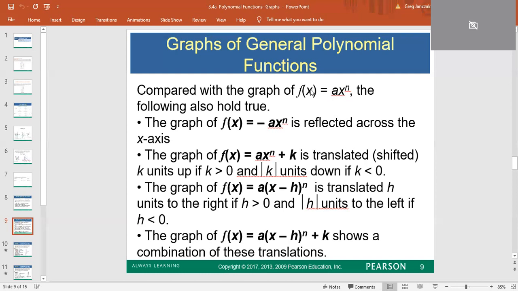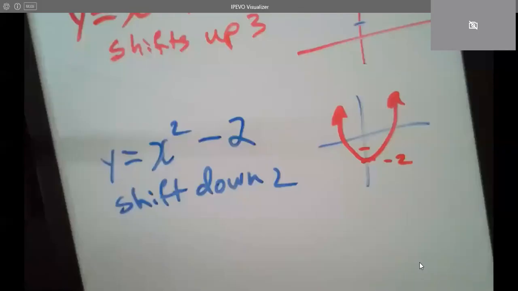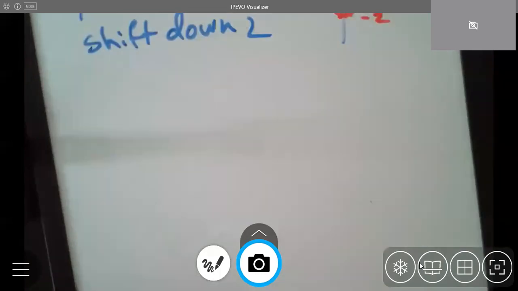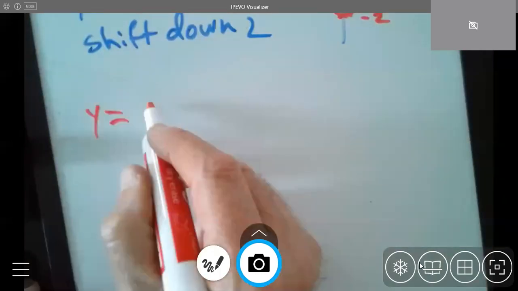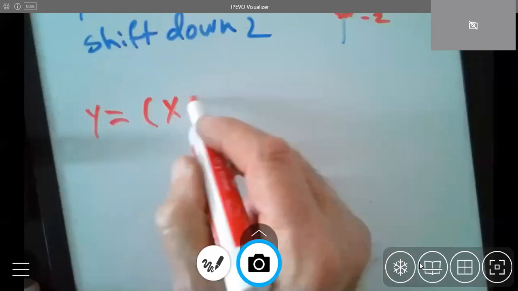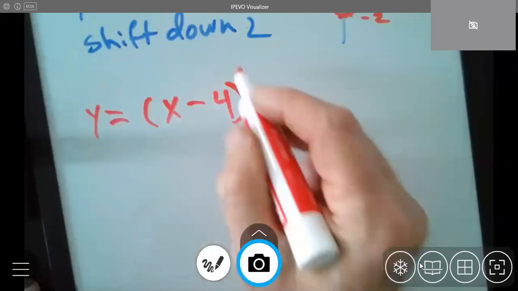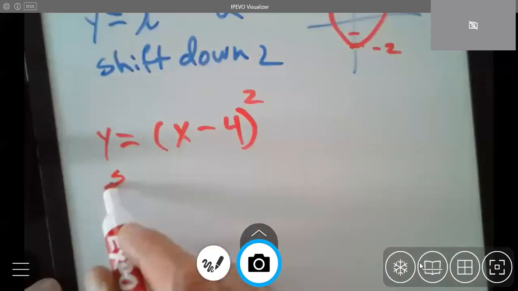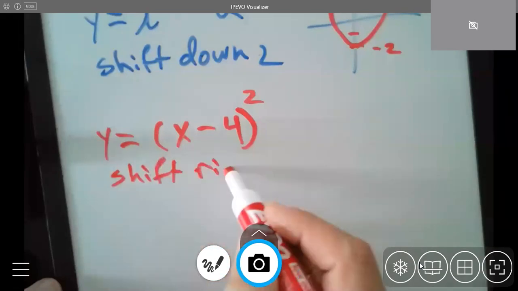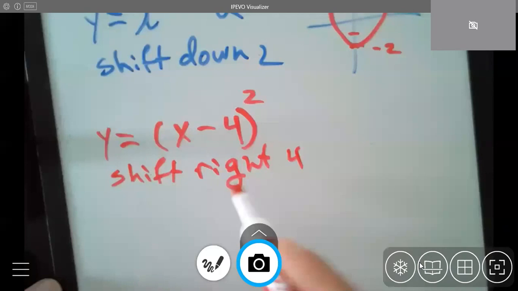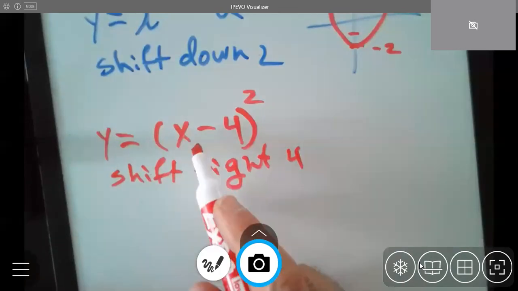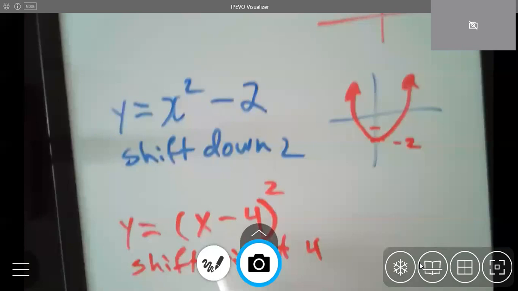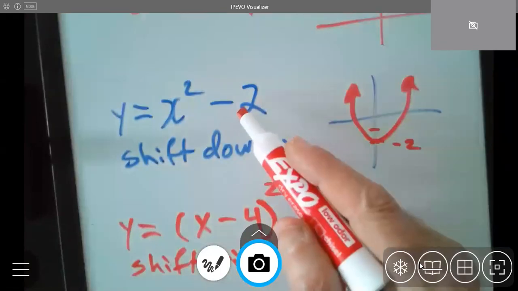So for example, if we have here y equals (x minus 4) squared, the square tells you that it's going to behave like an x squared, but this is going to shift right 4 spaces. So it's going to be opposite of the sign that's inside the parentheses. Different than when the sign is outside of the parentheses.